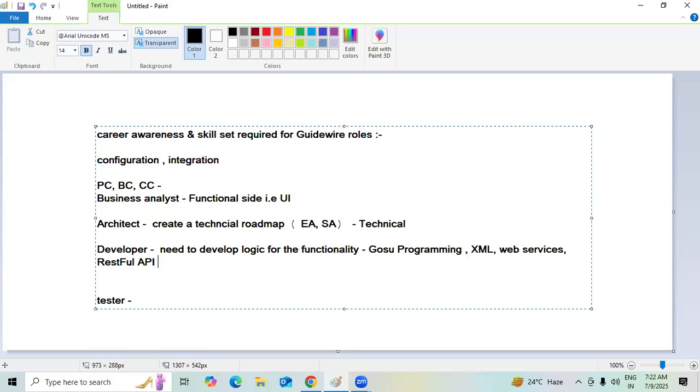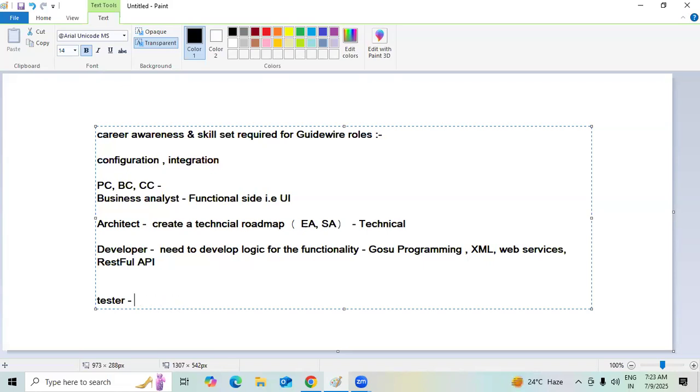So for a developer role, I mean to say, it is for people who are interested in the development side, people who want to make a career out of the technical side. The developer role is more suitable, whether they are learning only PolicyCenter, BillingCenter, or ClaimCenter, of their choice. Next, the tester role, right? So, who tests the functionalities?